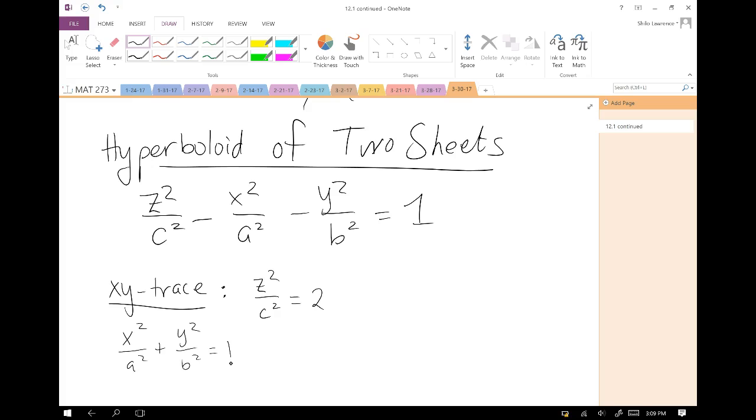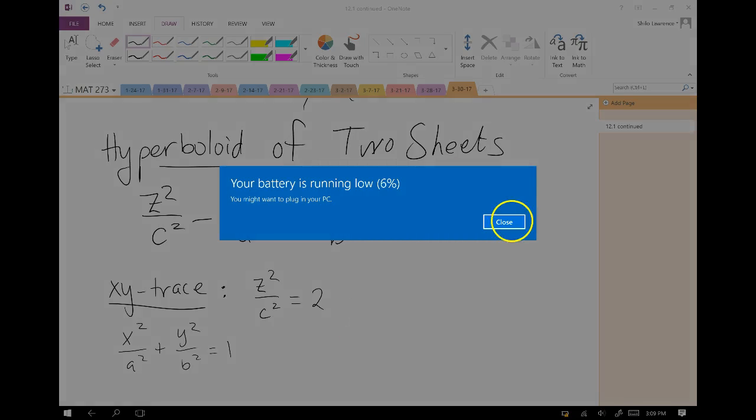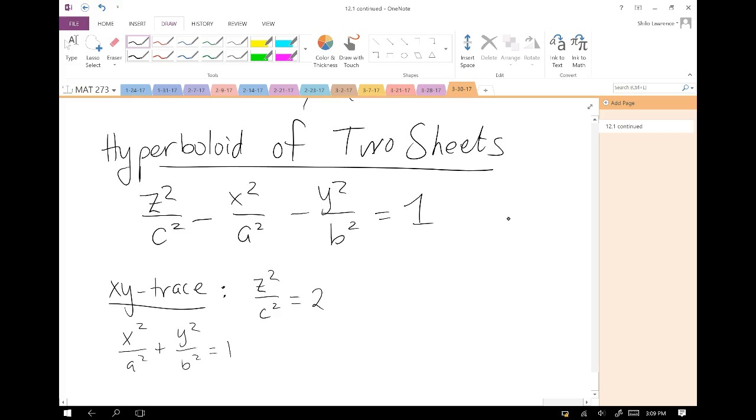What's the xy trace? All right, gotta do this quick. What's the xy trace? X squared over a squared plus y squared over b squared equals 1. Circle. It's an ellipse. Oh, b squared, my bad. Just because A and B might be different. So it's an ellipse. All right, YZ trace.